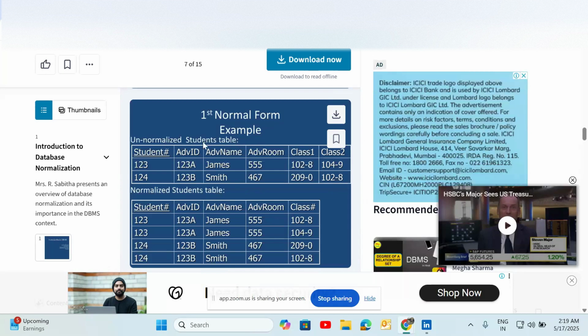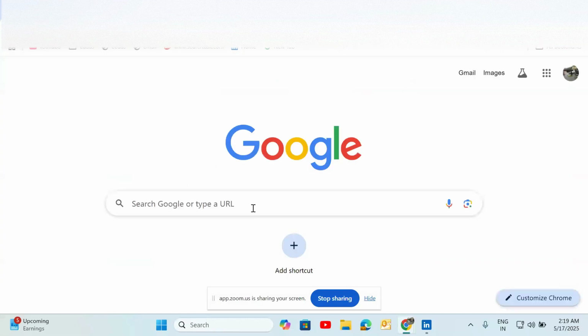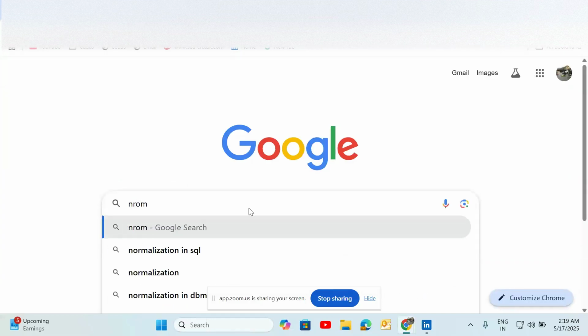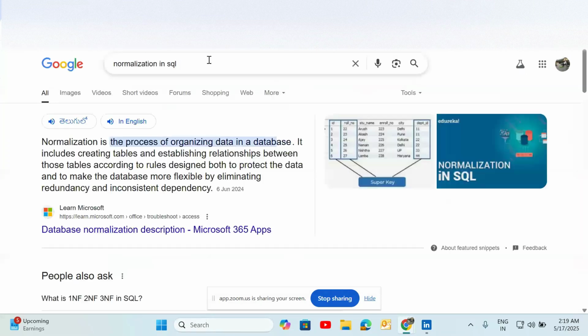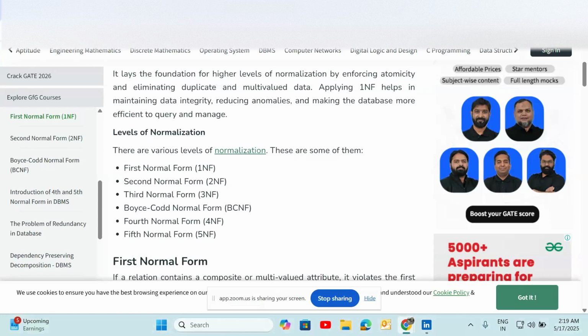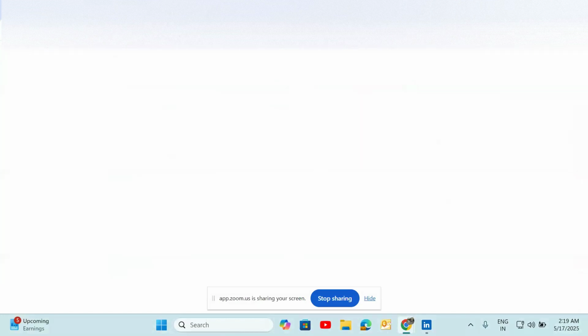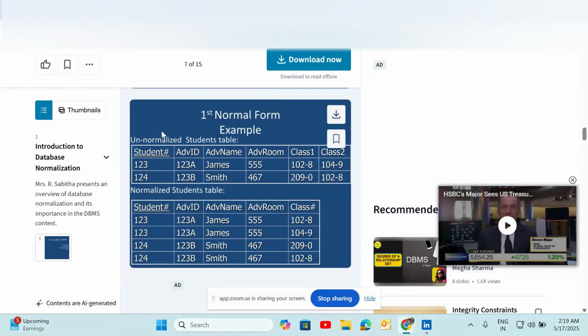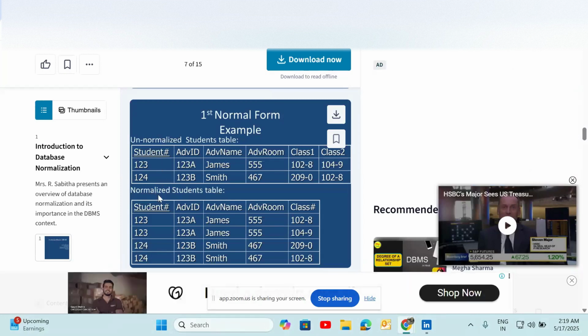In this scenario, do you observe what is normalized and what is unnormalized? That differentiation is required. First thing, what is normalization? Normalization and second normalization. What is normalization? Normalization is the process. Here, unnormalized, normalized. You want the differentiation of these two words. First important.